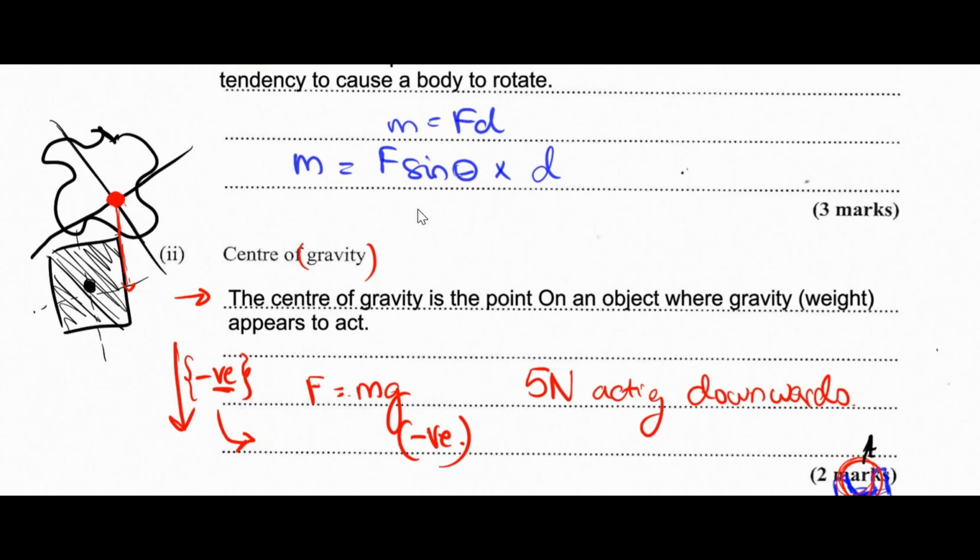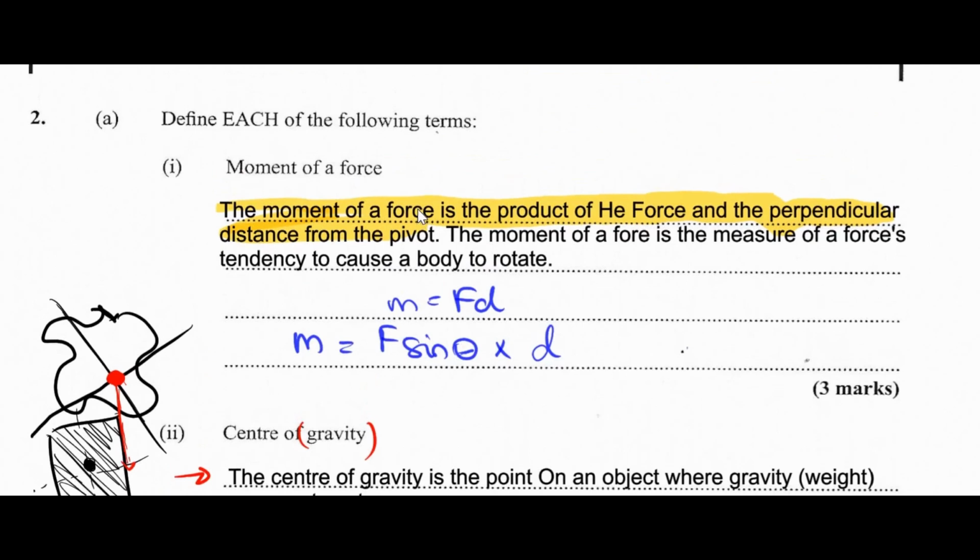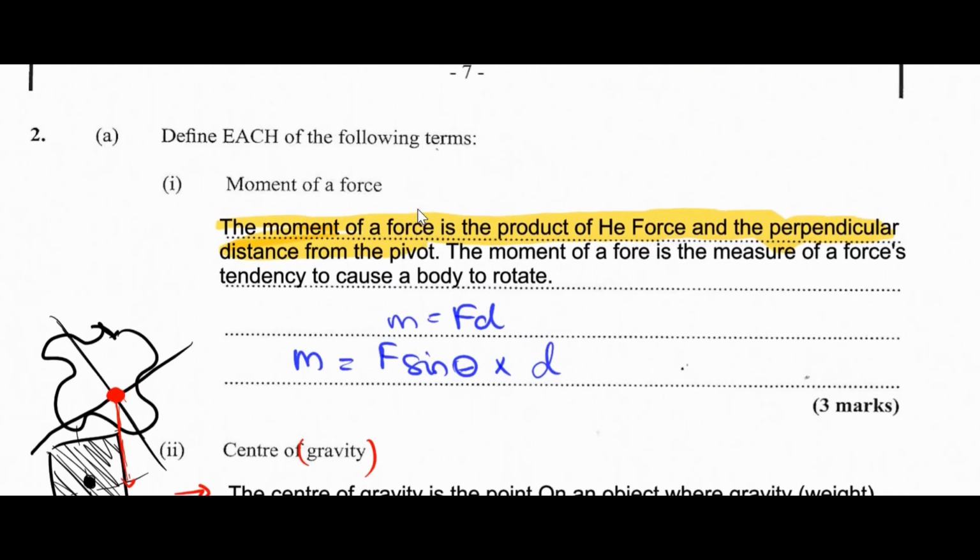And remember the difference between center of gravity and center of mass. The center of gravity is where the weight of the object is concentrated or appears to act, while center of mass has to do with the mass distribution, so the average or the mean position of the concentration of the object's mass. And remember that the moment of a force is the product of the force and the perpendicular distance from the pivot or the fulcrum, and the moment of the force is the measure of the force's tendency to cause a body to rotate or turn.